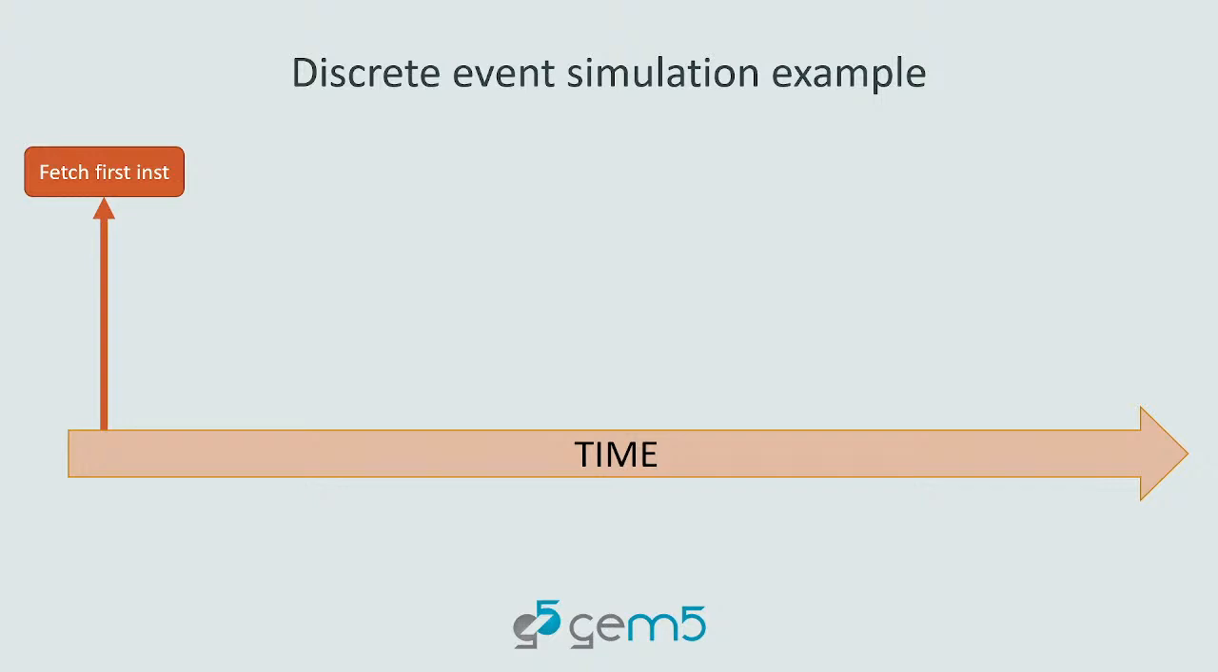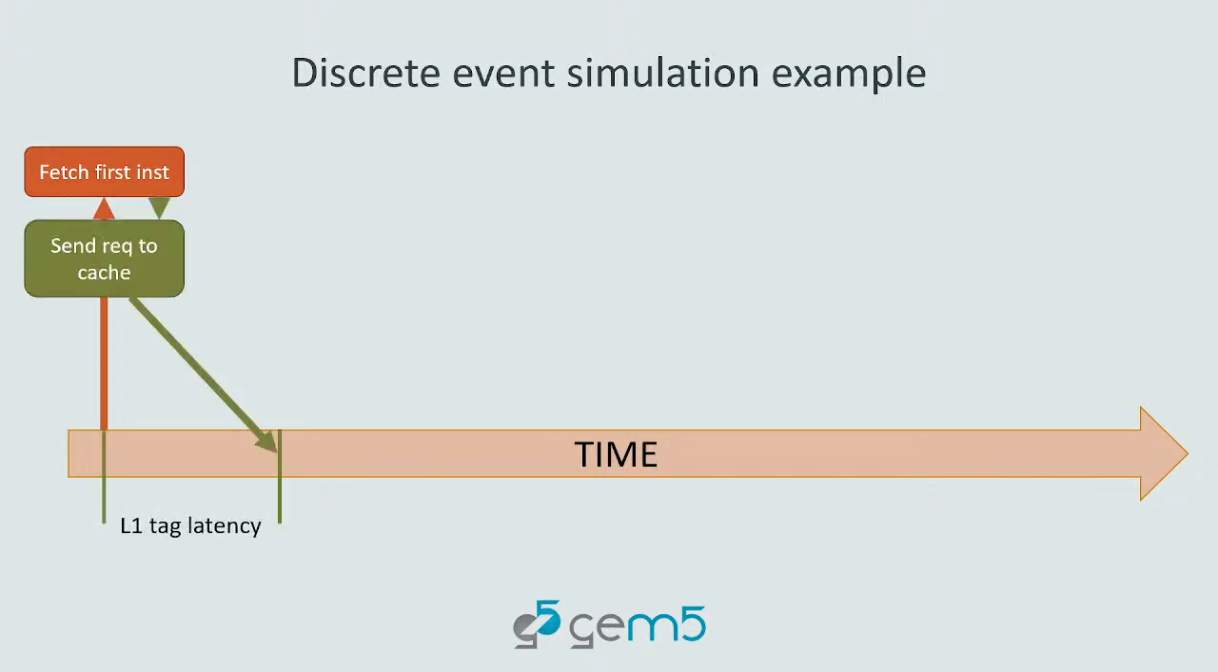This calls a function, which sends a request to the cache. When that request comes to the cache, it says, oh, it's going to take me some amount of tag latency, say 2 cycles, to check the tag. So it schedules an event for 2 cycles in the future. Then the event is eventually executed.